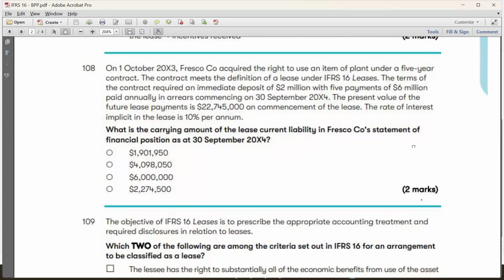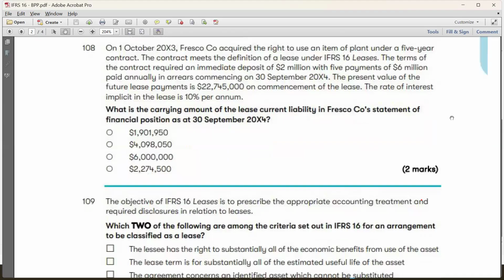So here we go. This is a good question to understand the portion of the current liability and the non-current liability. And one of you asked about the arrears case. So this is the arrears case. The first question that we did was related to advance payment. So let's see how to decipher this one. What is the carrying amount of the lease current liability? So we will have the total liability, we will have the non-current liability, and we will have the current liability, in FESCO Co's statement of financial position as at 30th of September 2024.